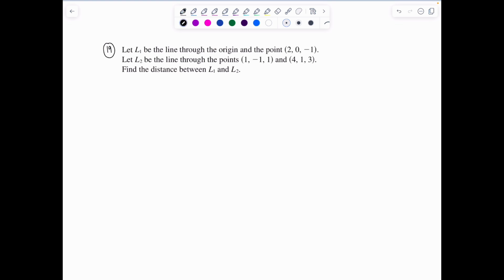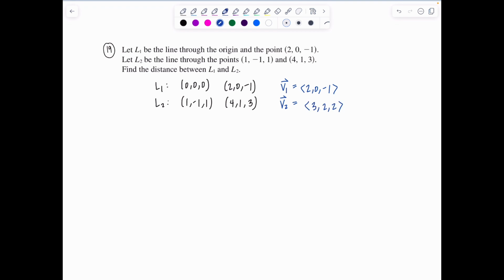Okay, so L1 goes through (0, 0, 0) and (2, 0, -1). Let's find the direction vector for that line. It would have components 2, 0, -1. And then L2 goes through (1, -1, 1) and (4, 1, 3). Its direction vector has components 3, 2, 2.